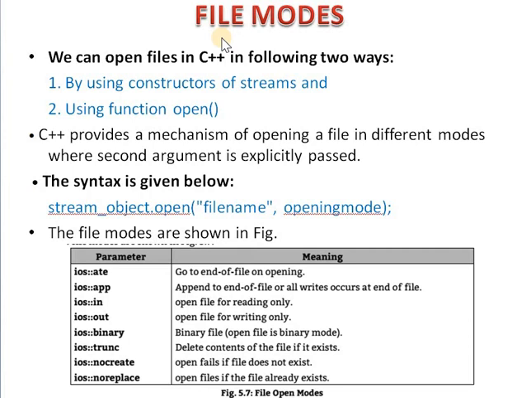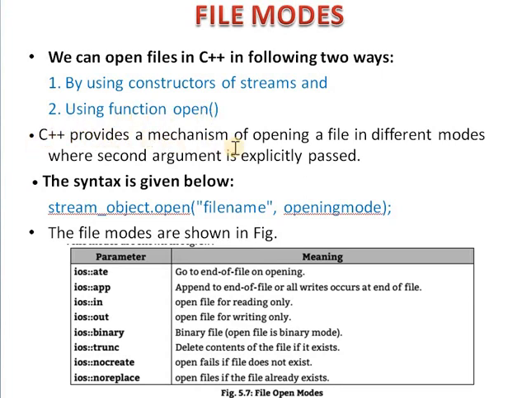The file modes are defined in the class ios. The ios class defines a number of file modes in C++. Let's see all these different modes in which we could open a file on a disk. We can open files in C++ in two ways. We already learned that we can open a file in C++ by using these two ways. First, by using a constructor of that particular stream, and second, by using the member function open.